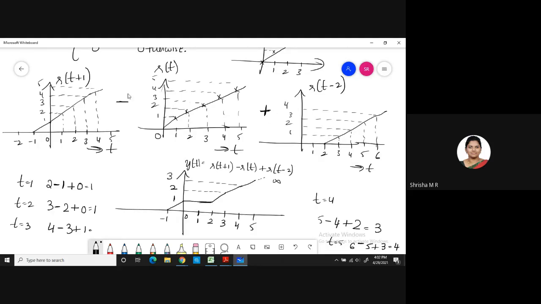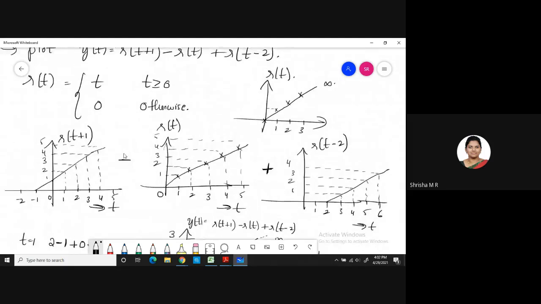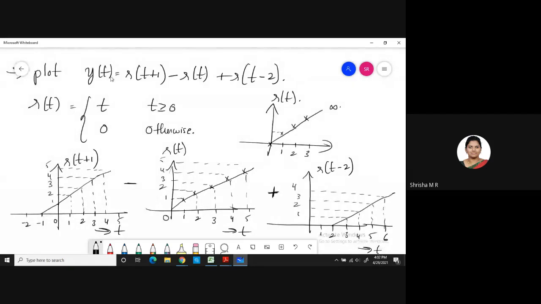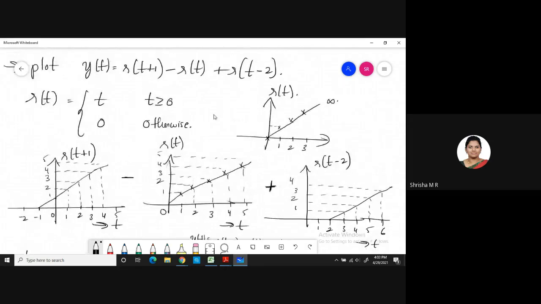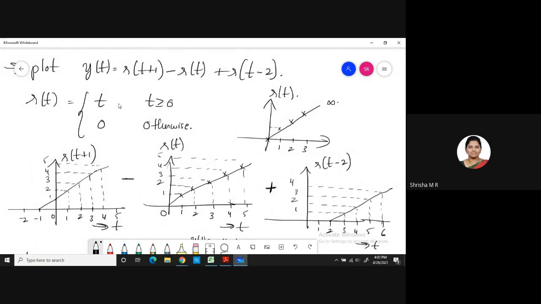Okay, so see here. You have to plot y of t, which is r of t plus 1 minus r of t plus r of t minus 2. Better if you do it like this, it will be helpful. First plot r of t. r of t is equal to t. At t equal to 1, it will be equal to 1.